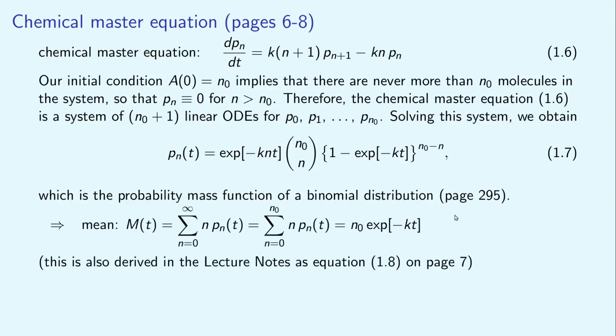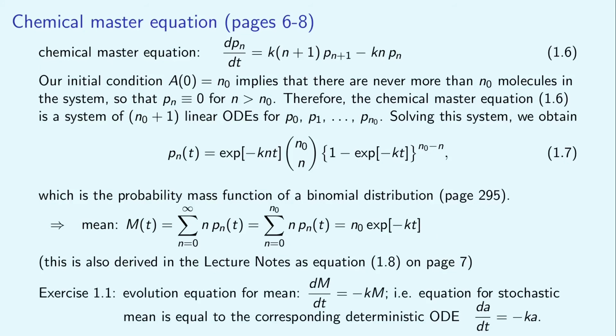Since At has a binomial distribution with parameters n0 and exponential minus kt, the mean of the binomial distribution is just the product of its parameters. So the average number of molecules at time t, the expectation of At, is equal to n0 times exponential minus kt. If you don't know this result, then it is derived in detail in the lecture notes as equation 1.8 on page 7. This formula is exactly what we obtained when we solved the deterministic model.